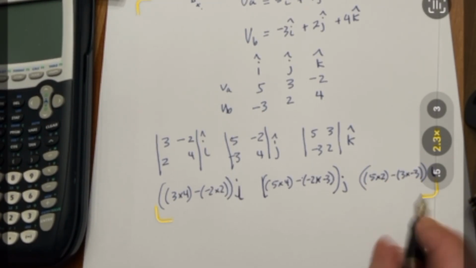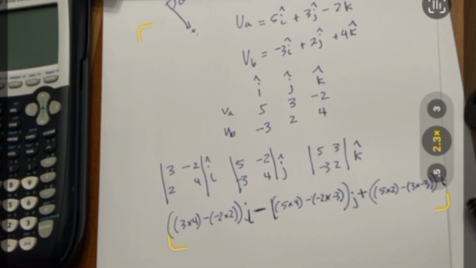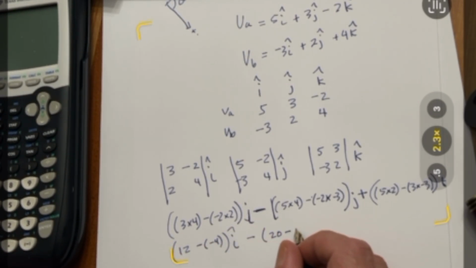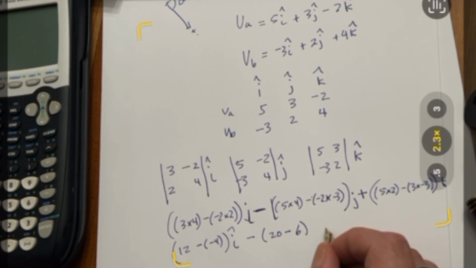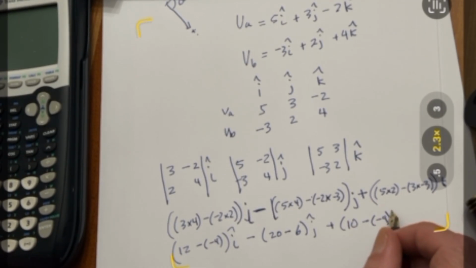Okay? In order for this to work out right, you would think that you would just add these two and then add this. That's not the way it works. You have to subtract here and add here. And this will give us our answer. So this is 12 minus 4, i, minus 20 minus 6, j, plus 10 minus 9, k.